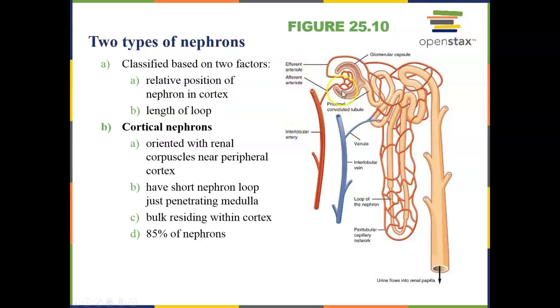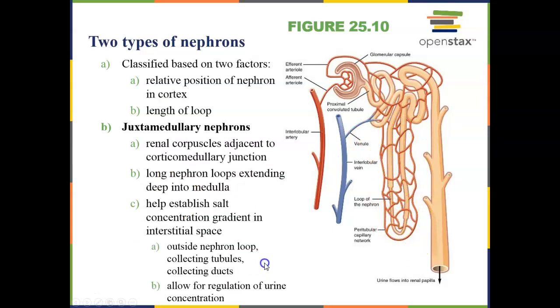So we have a cortical nephron, which make up about 85% of all of our nephrons. Cortical nephrons are located in the cortex, with the loop of Henle, which is this structure here, just dipping barely into the medullary region of the renal pyramids. And then we have the juxtamedullary nephrons, which the nephron itself sits very close to the medulla, and the loop of Henle dips deep into the medulla. So these are called corticomedullary nephrons or juxtamedullary nephrons.